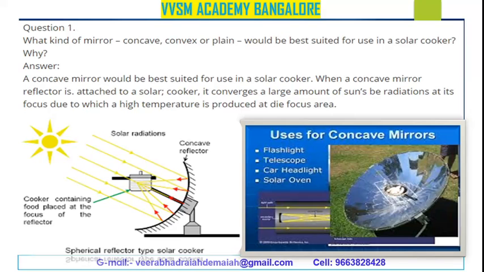What is a concave mirror? A concave mirror is a mirror whose reflecting surface is bulged inward, and a convex mirror is bulged outward. Now in the figure you can see the concave mirror used as a reflector. The solar radiation falls on the reflecting concave mirror. The energy concentrates on the solar cooker and it gets heated up. This is a spherical reflector type of solar cooker. That's why concave mirrors are used in flashlights, telescopes, car headlights, solar ovens and solar cookers. So this is the importance of the concave mirror.